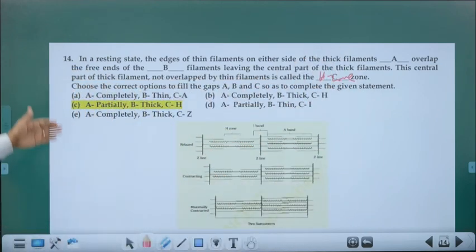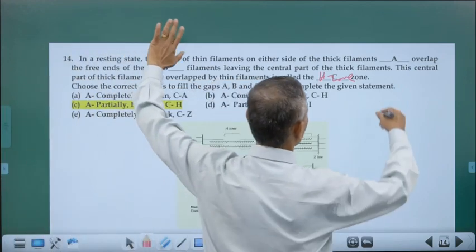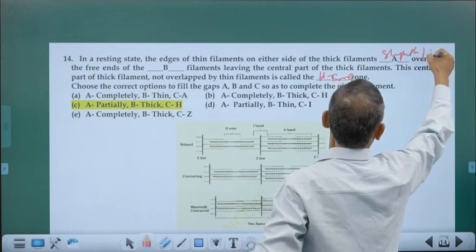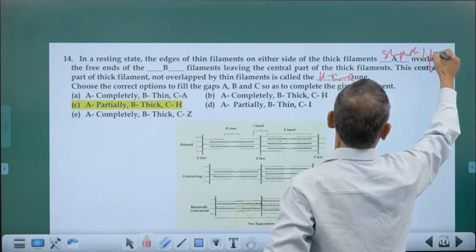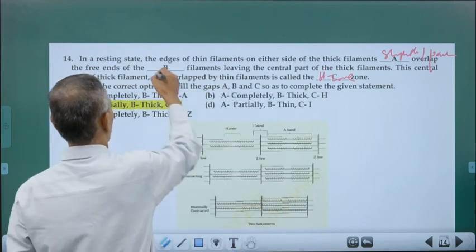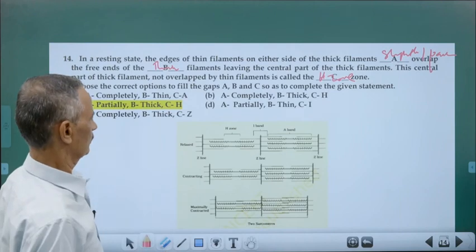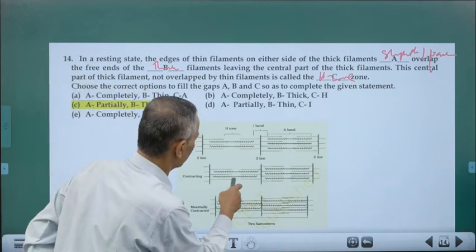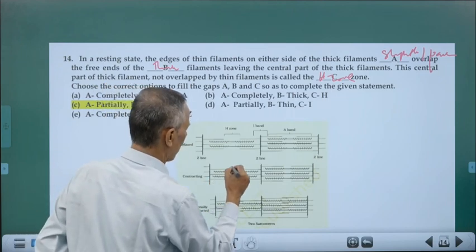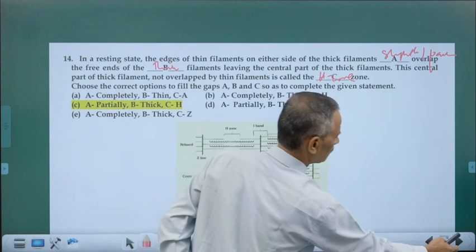Okay. So the option should be partly or slightly overlapping, partially overlapping. It is not completely overlapping, partially at the end of the thick filament. So the option goes to cat. Okay, you can see here, this part which is not overlapping is representing the H zone. Clear?